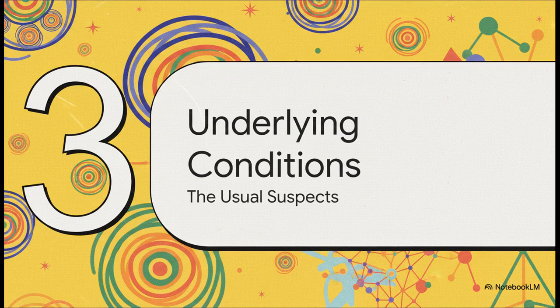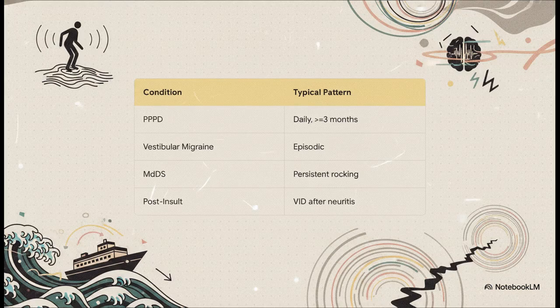Section 3. Conditions dominating visual dizziness. The usual suspects. Now, recognizing these clinical patterns is a real game changer because it allows you to assign a confident working diagnosis right off the bat at the very first visit. First up, we've got PPPD, or persistent postural perceptual dizziness. This one features daily, non-spinning dizziness lasting 3 months or more, and it's classically worse when the patient is upright or exposed to complex visual stimuli.